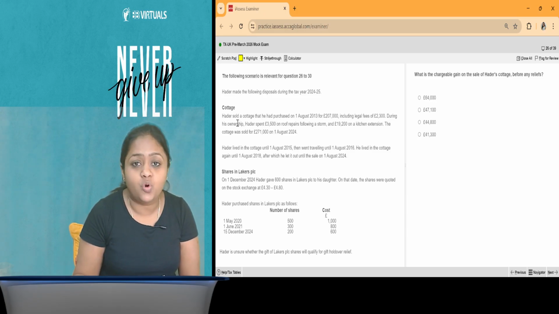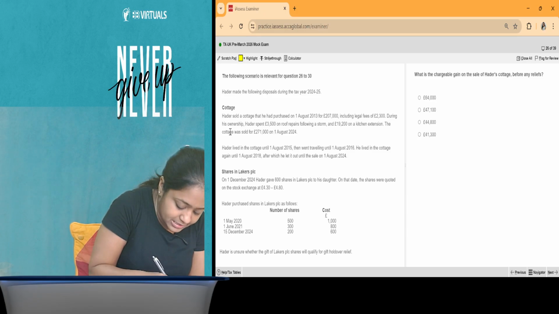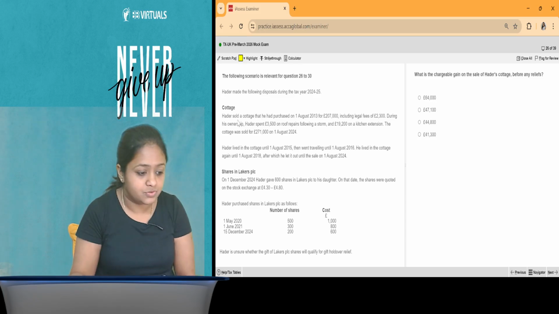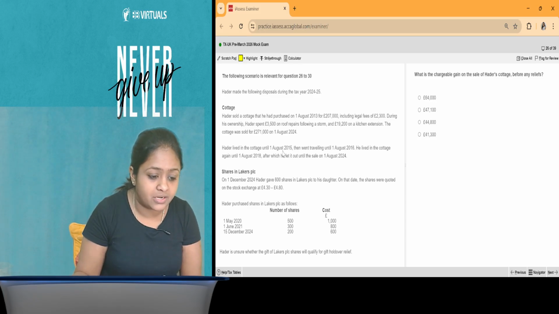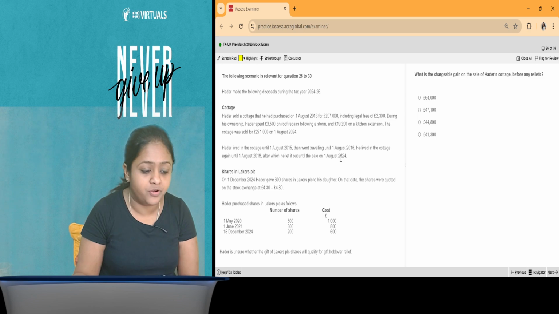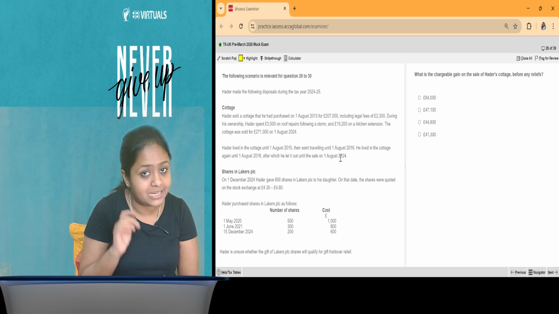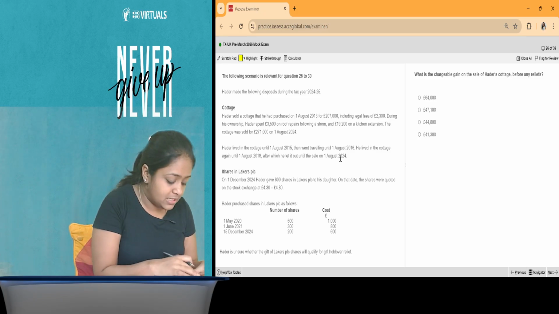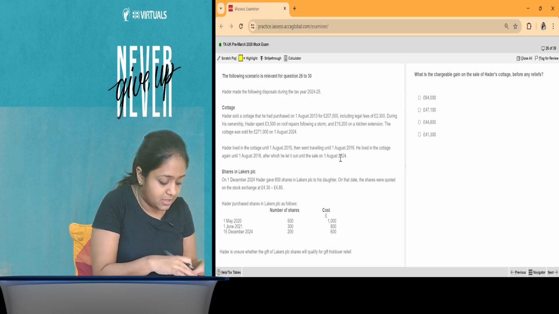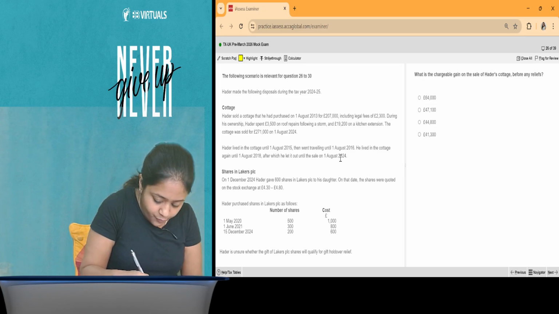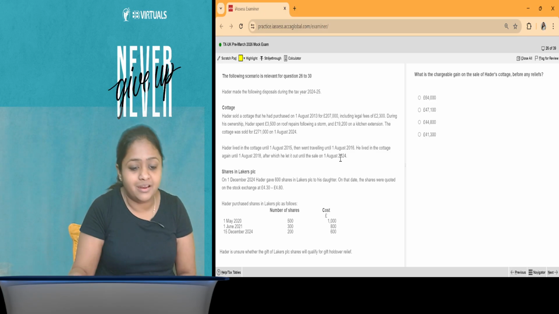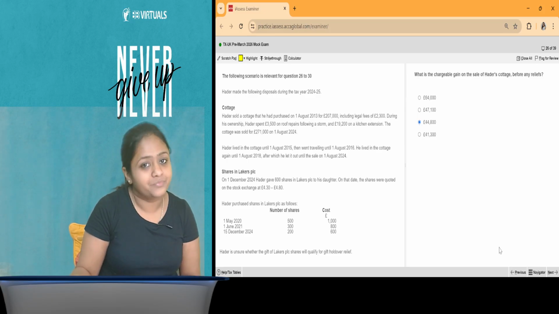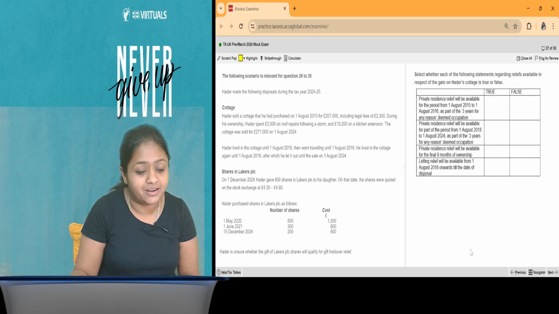The cottage was sold for 271,000, so I will take that as the sale proceeds. Heather lived in the cottage until this. So I think this is, from the PRR point of view, not needed. We just need chargeable gains before relief. So let's reduce this and calculate the gains: 271,000 less 207,000 and less 19,200. So I get here 44,800. Done? Done. Easy. Now I'm sure the next question is on PRR.